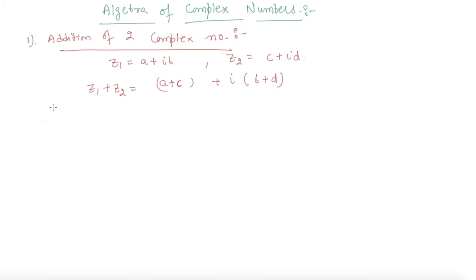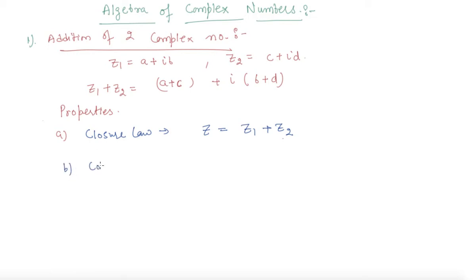So there are some laws or properties, you can say, associated with addition. The first property associated with addition is the closure law, which states that the sum of two complex numbers is a complex number, meaning z should be a complex number if z1 and z2 are two complex numbers. So this is the property which states the closure law.